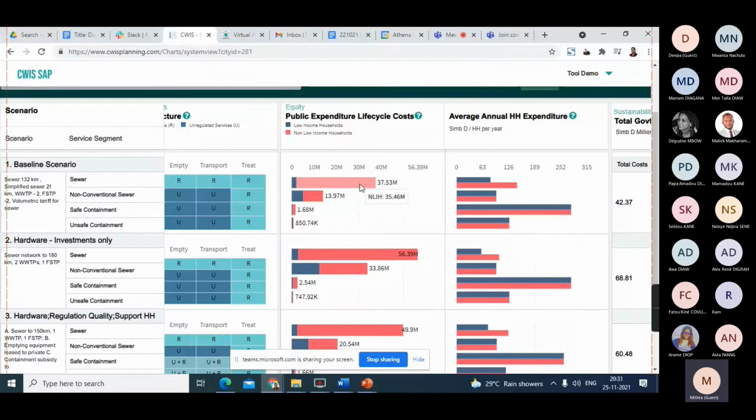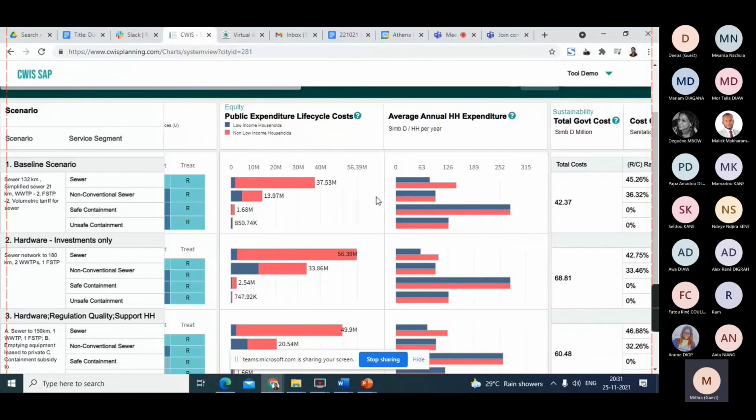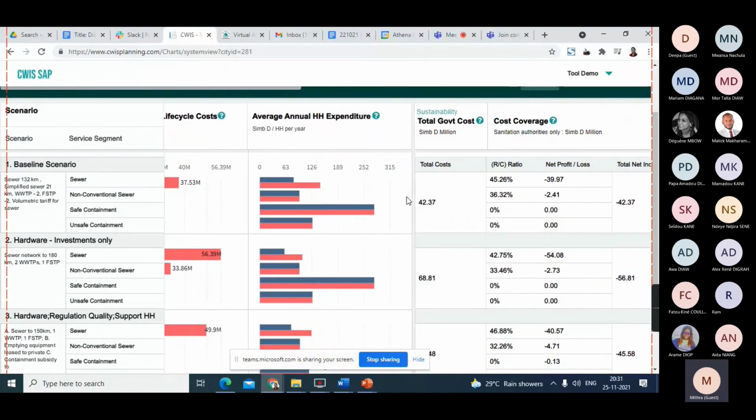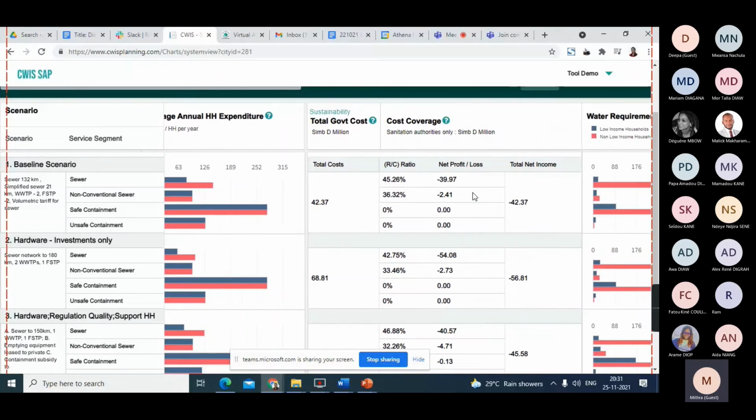While this indicator depicts the equity in the public expenditure, the cost coverage here shows how much of your operational revenues, that is the direct and indirect revenues, covers your operating expenditure over the 10-year period.